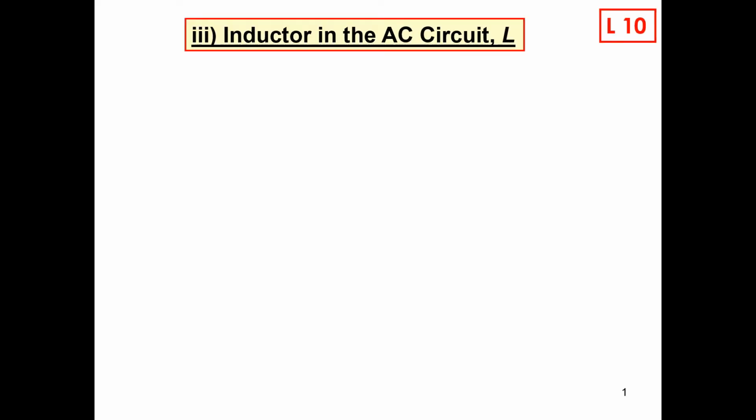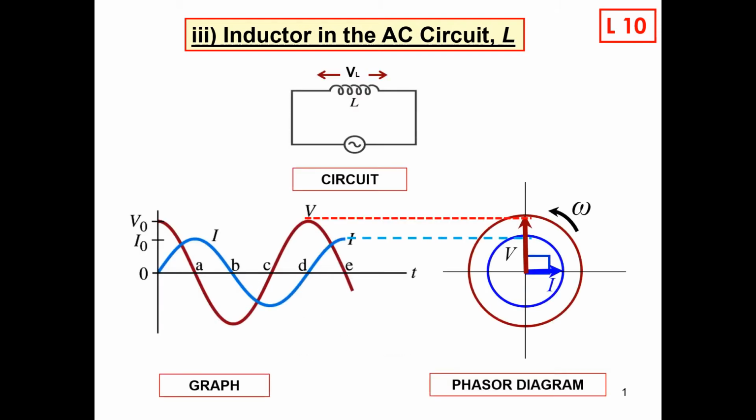Okay, so now we continue with the inductor in the AC circuit. The circuit is also known as a pure inductor circuit. A pure inductor circuit consists of an AC generator and an inductor L, and the voltage across the inductor is known as VL.